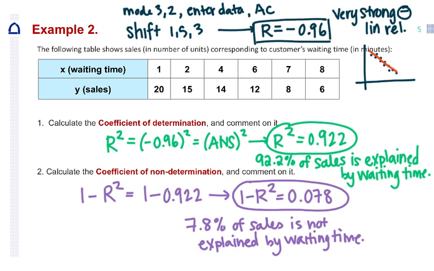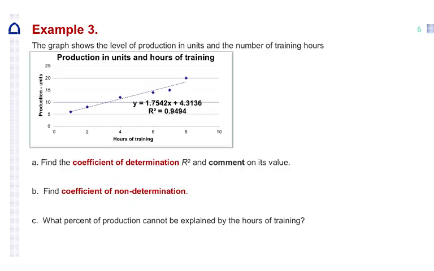It means there's some other factors that will affect the sales beside just the waiting time. Maybe the price, maybe the skill of the salesperson, other things in addition to the waiting time. But we can see in this particular set of data that the waiting time has a very, very big effect on the sales. Okay, one more example.